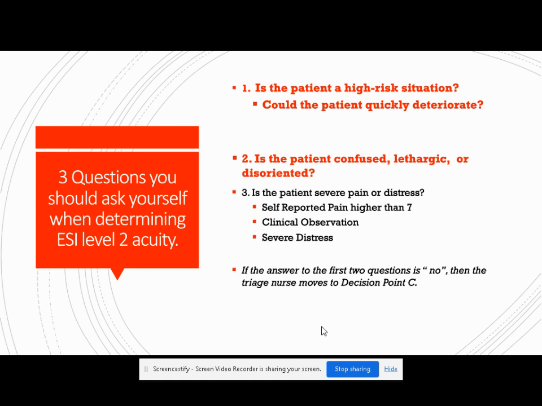If the answers to these first two questions are no, then we need to consider a level 3 patient. If the answer is yes, then we're going to go to the next question. Is the patient in severe distress or pain, self-reported pain higher than 7, or clinical observations of severe distress? So obviously, if these three questions are answered quickly with a trained eye, then we're going to rate these individuals as a level 2 acuity.